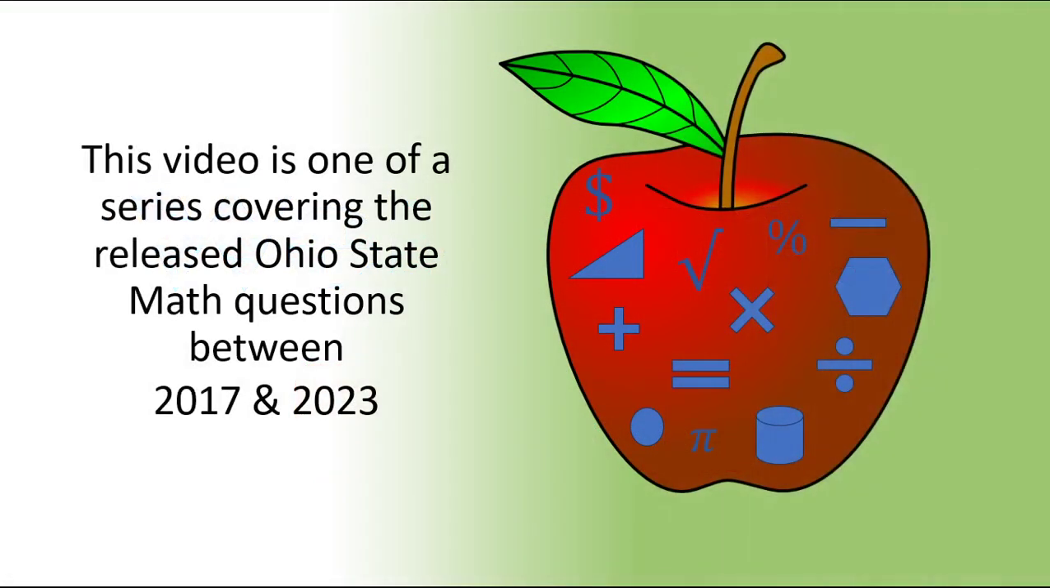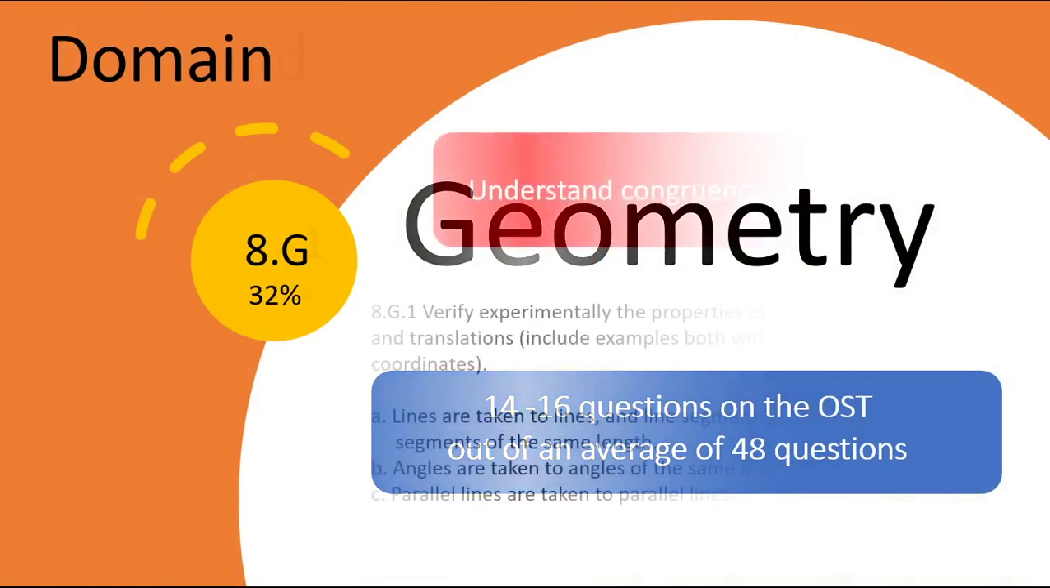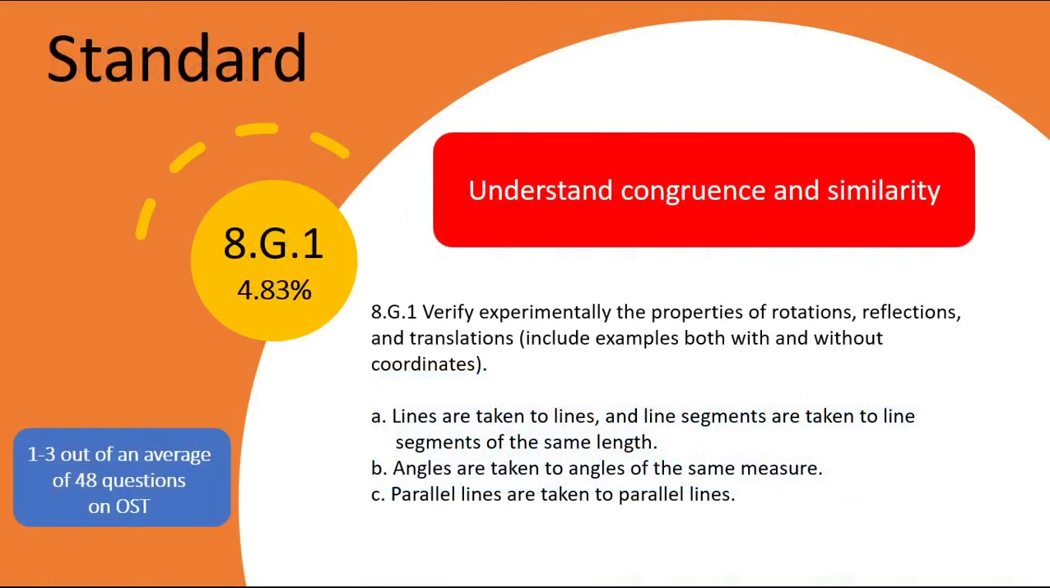This video is one of a series covering the released Ohio State math questions between 2017 and 2023. Geometry makes up almost one-third of the test questions. Standard 8.G.1. Understand congruence and similarity. Please pause and read the details of this standard.